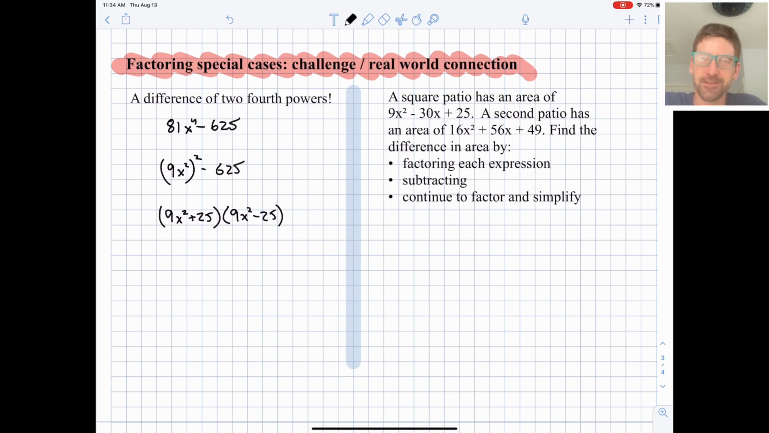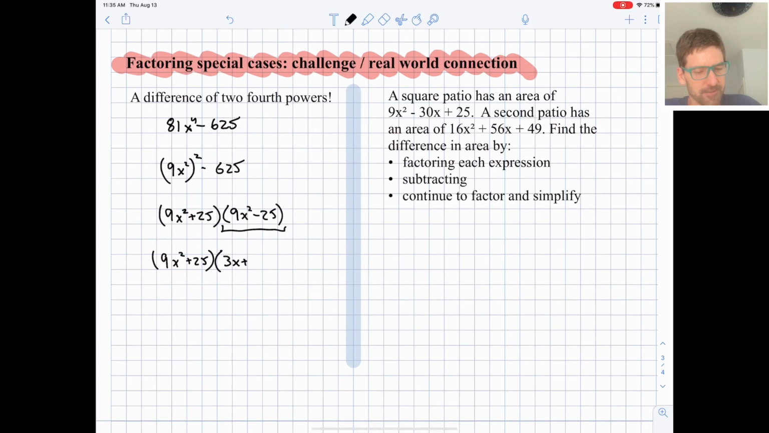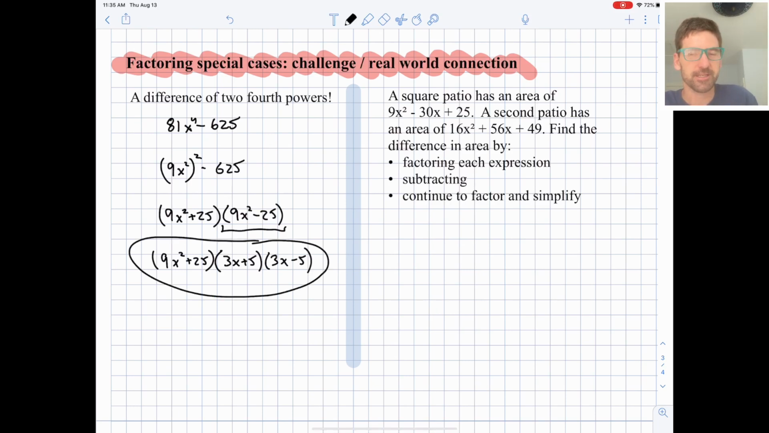Now we need to think, are we done? Could we go any farther? Well, this is still a difference of 2 squares. So we can't do anything else with the left term, but we can factor that right-hand term, 3x plus 5 and 3x minus 5. All right, so we just factored a difference of 2 fourth powers by basically turning the fourth powers into perfect squares of already squared powers.